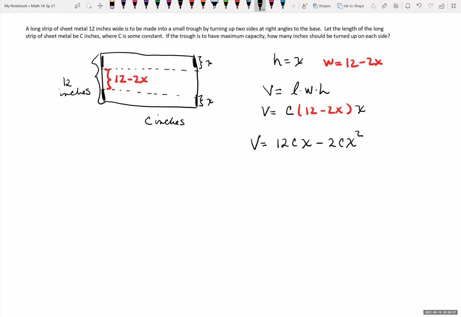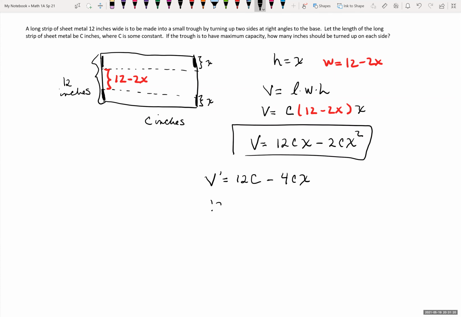So now we have what we're trying to maximize. So we want to find the first derivative. Derivative of 12cx. Well, c is a constant. So the derivative is just going to be, of x, just that coefficient in front, 12c. Minus the derivative of 2cx squared. So bring the power down front, we get 4cx. We're looking at when is this equal to 0?